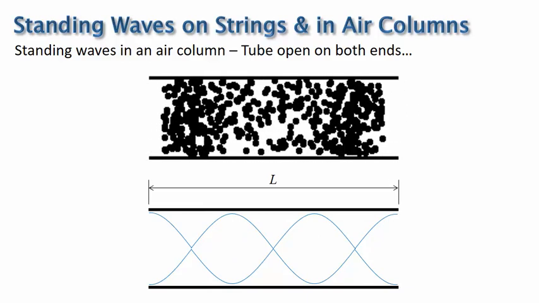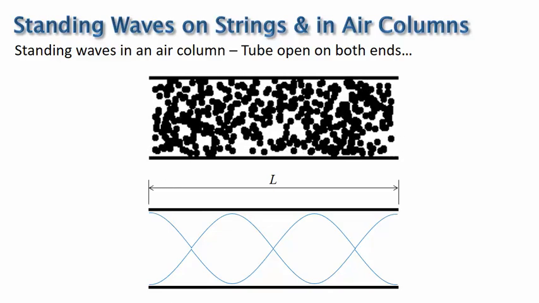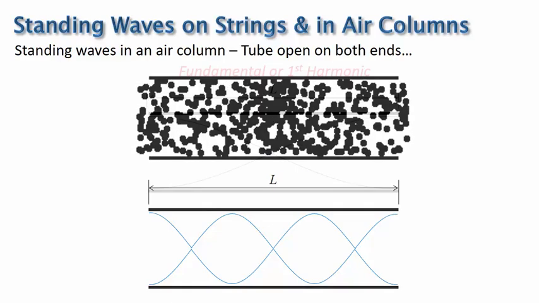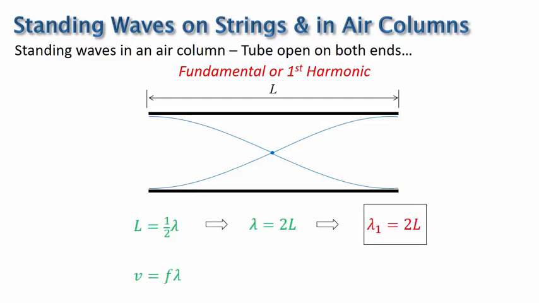With this plot, we can derive the equations for the frequency and the wavelength, just as we did before. Let's start with the fundamental, that's also the first harmonic. The length is equal to half of a wavelength, so the wavelength of the first harmonic is equal to 2L. For the frequency, we can again start with the relationship V equals frequency times wavelength, and solve that for the frequency and substitute in the wavelength, and we find that the frequency of the first harmonic is V over 2L. Again, we find that the frequency depends on the wave speed in the medium, which is the speed of sound in air in this case.